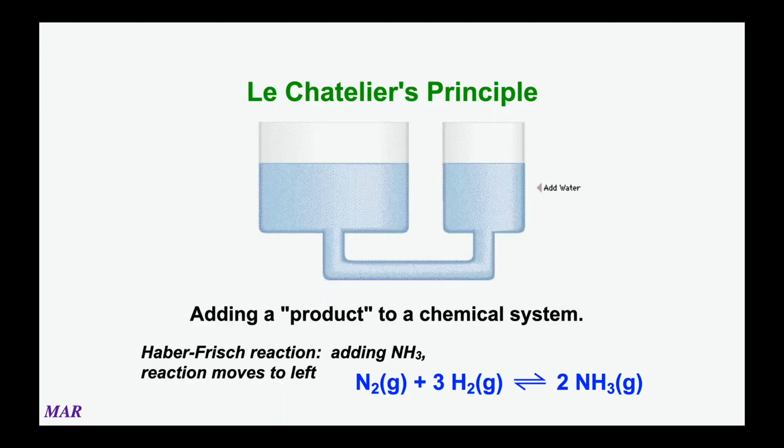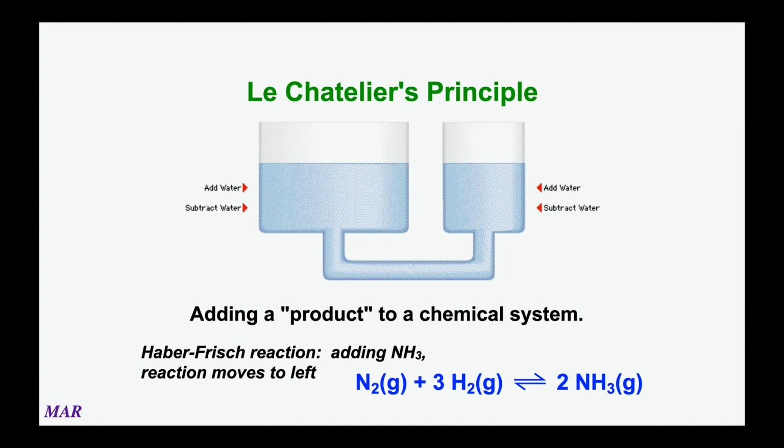Adding water to the right tank causes the water of the left tank to rise as water moves from the right tank to the left. Equilibrium in the system shifts to the left, as it would if we added product to a reversible reaction. Remember how I said adding shifts to the opposite side? Works on the product side as well. So in this example, we're adding product water. The reaction moves to the left to try and compensate for it.